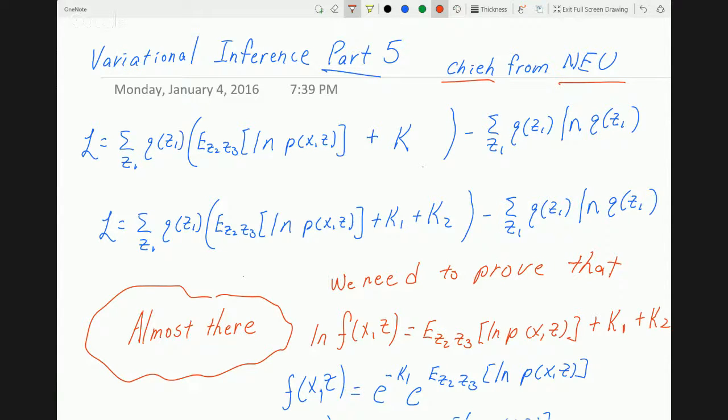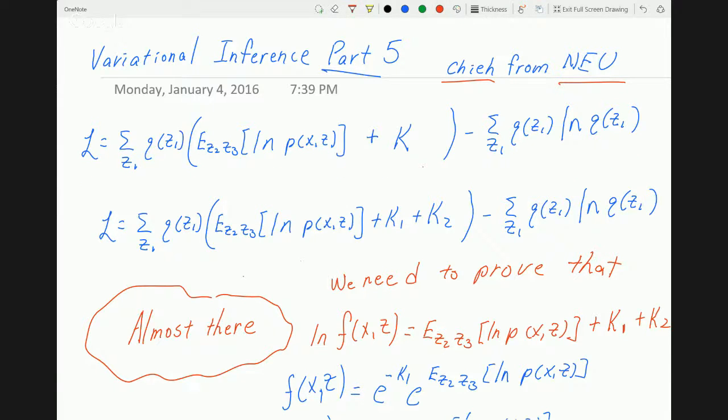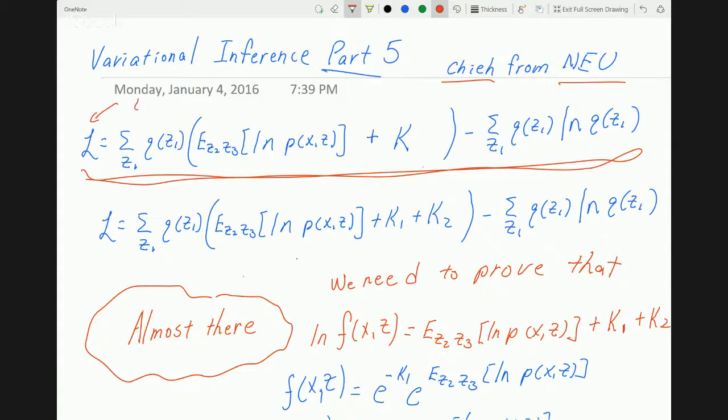So far we've gone through the first portion of the variational inference derivation. And this is where we left off, at this point here. If you want to, go back and review the video if you don't remember how we get to this point. But over here, this is the lower bound.